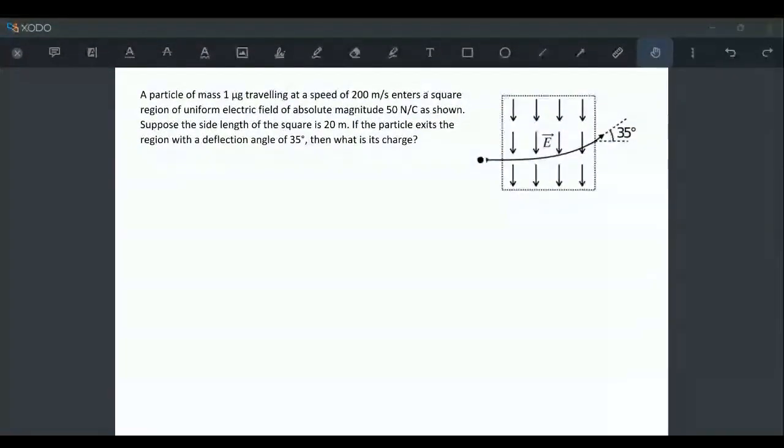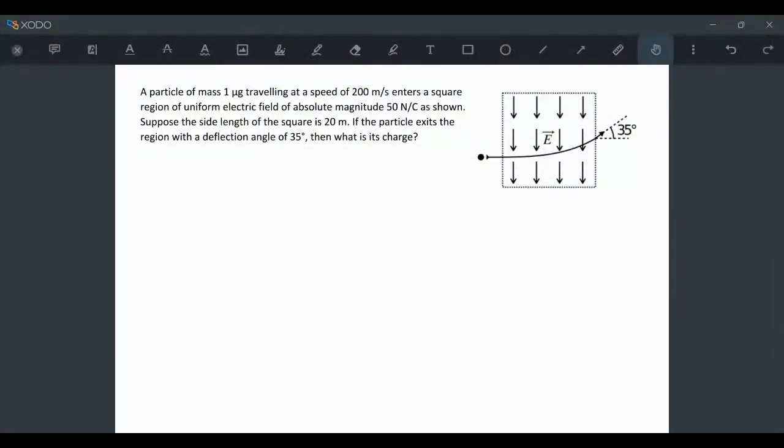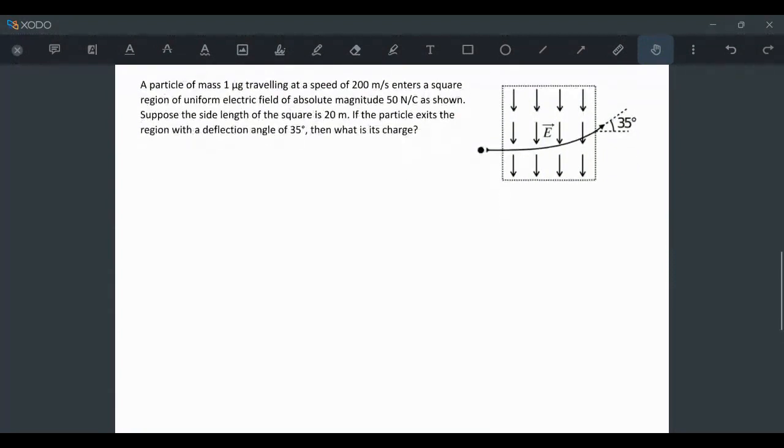Okay, so next question here, our third one. We have a particle. We're told that its mass is 1 microgram. I will probably follow a similar trend and not actually solve this in real numbers for you guys, so the 1 microgram is not so important. It's going at 200 meters per second, and it's entering this square that's shown here in the dotted region where there's a uniform electric field. So it points downwards, and it has a magnitude of E. This magnitude ends up being 50 newtons per coulomb.